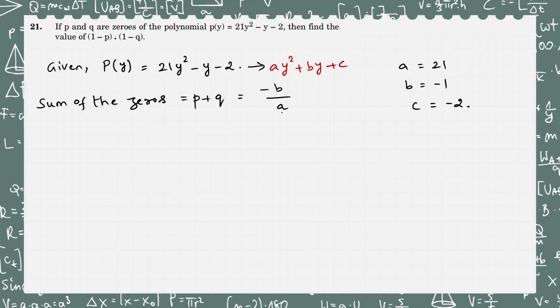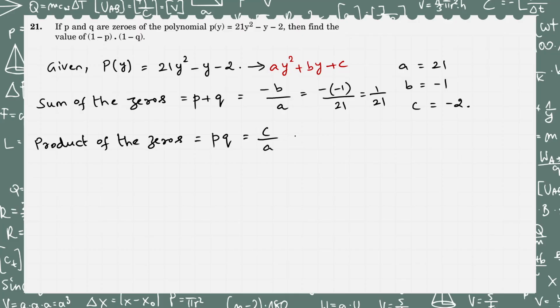So p plus q equal to minus b by a. Now b's value is minus 1, so minus of minus 1 divided by a is 21, and this will become 1 by 21, right? And now we are going to find out product of the zeros also. So product of the zeros will be p into q, isn't it? So p into q's formula will be c by a. For this sum, c is minus 2 and a is 21. So product of the zeros is minus 2 by 21.